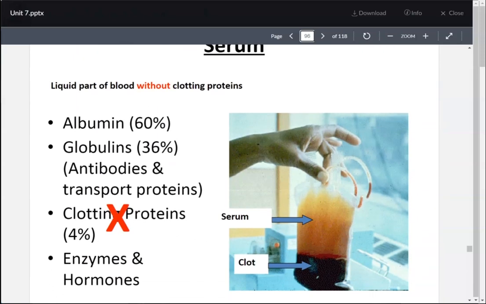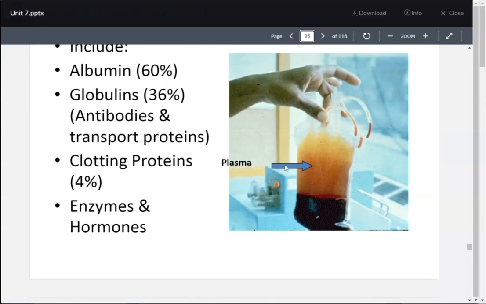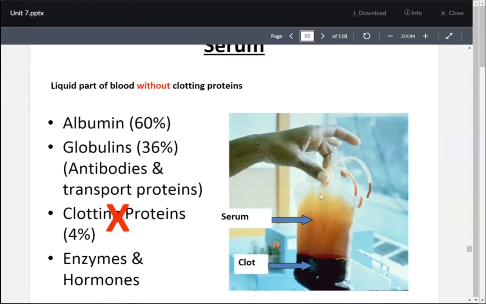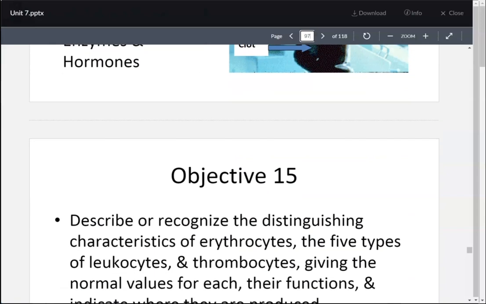Now, if we have agitated the blood prior to spinning it in a centrifuge, we are going to have serum, not plasma. Serum is plasma that has had the clotting proteins removed from it. Plasma, serum, clot.